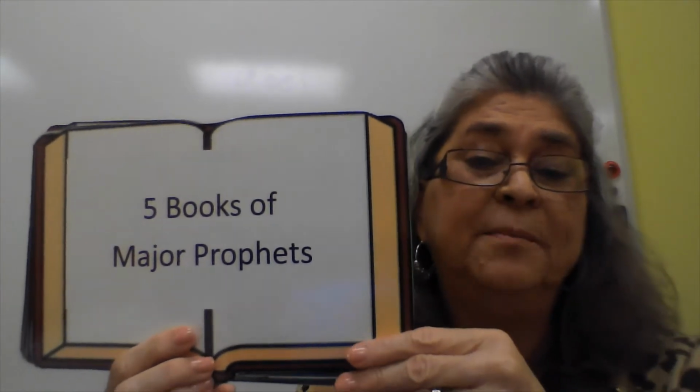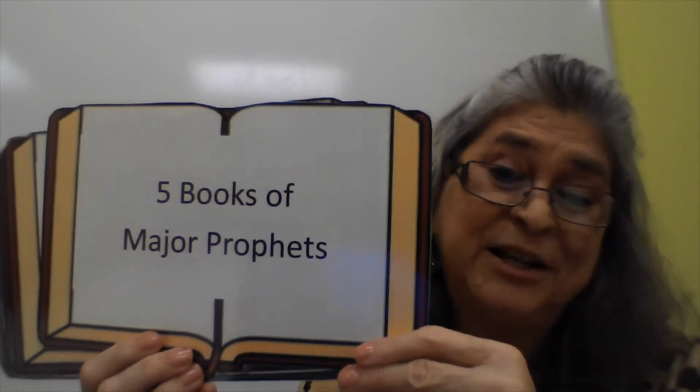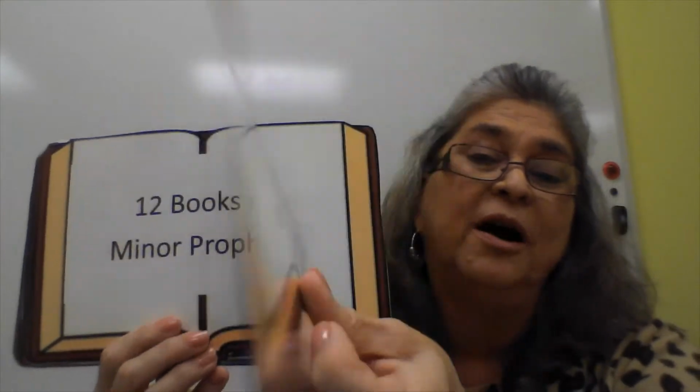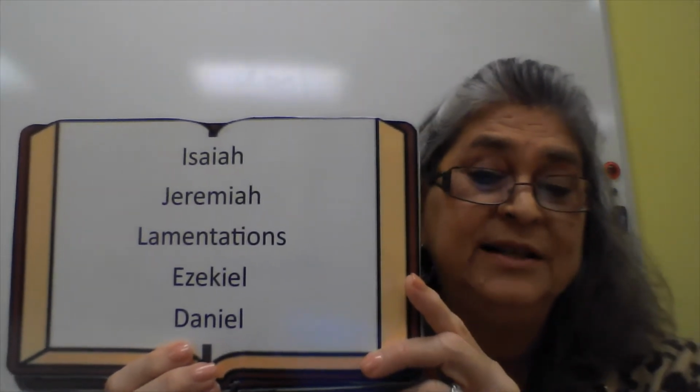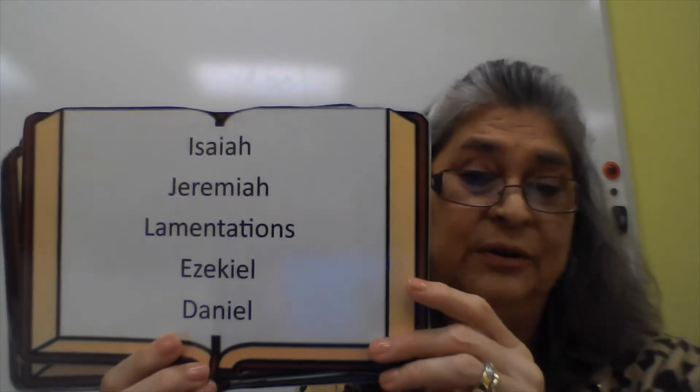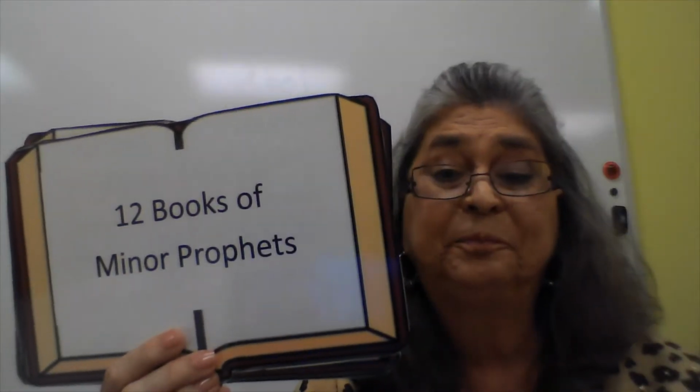Now, the 5 books of the major prophets. And this is where we begin to slow down, don't we? 5 books of major prophets. Isaiah, Jeremiah, Lamentations, Ezekiel, and Daniel. I hope you're saying these at home.